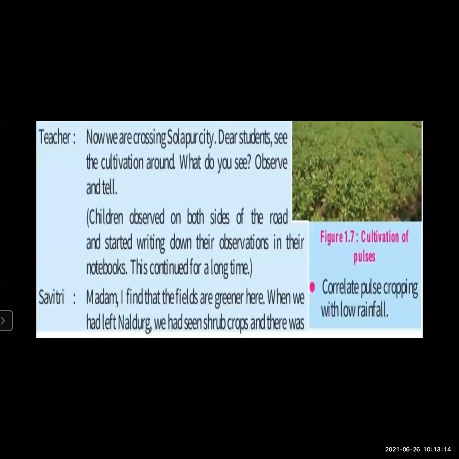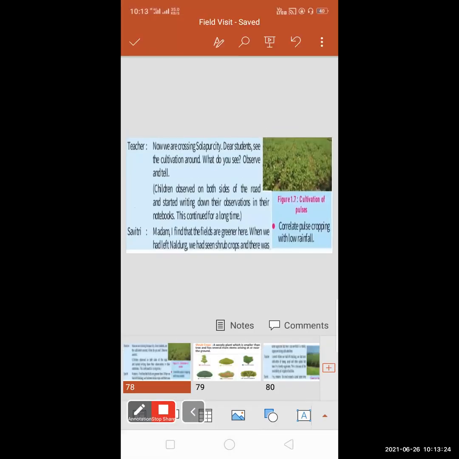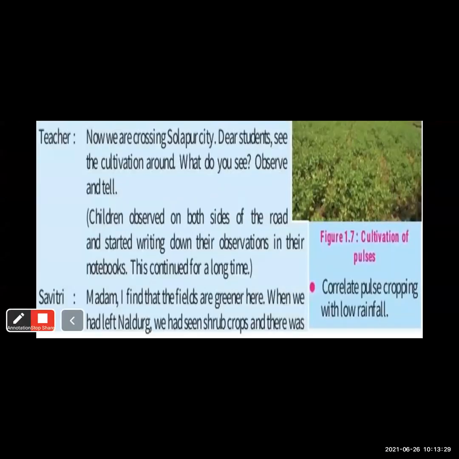Teacher: Now we are crossing Solapur city. Dear students, see the cultivation around. What do you see? Observe and tell. Children observed on both the sides of the road and started writing down their observations in their notebooks. This continued for a long time.